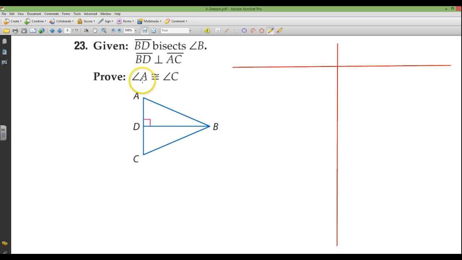For number 23, we're given that BD bisects angle B and that BD is perpendicular to AC, and we want to prove that angle A is congruent to angle C. So let's start by stating our given information.